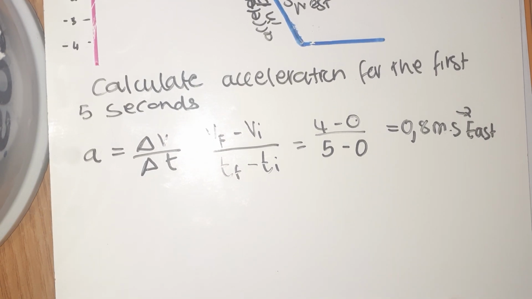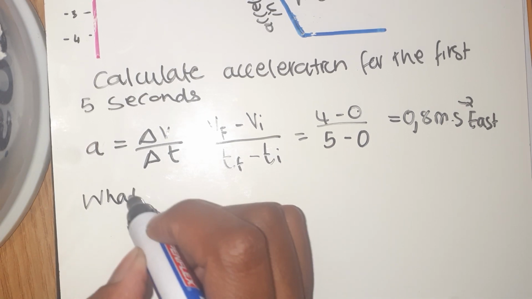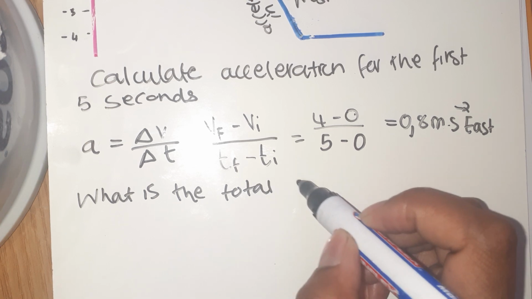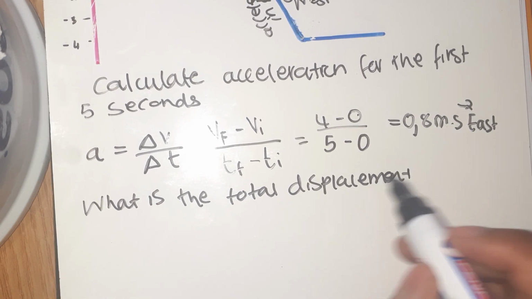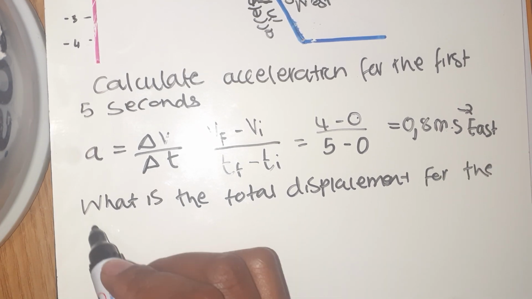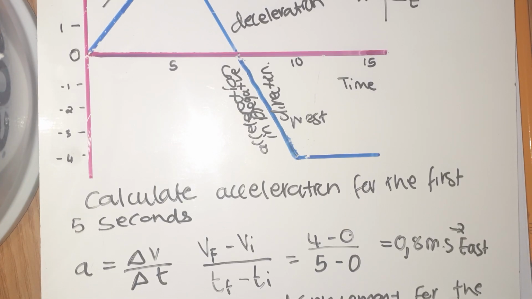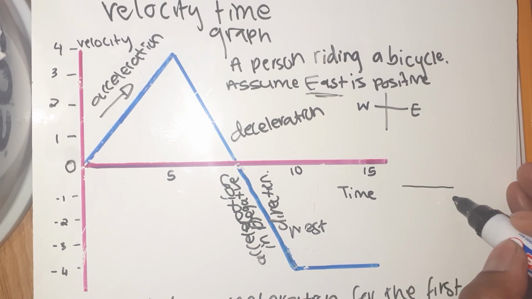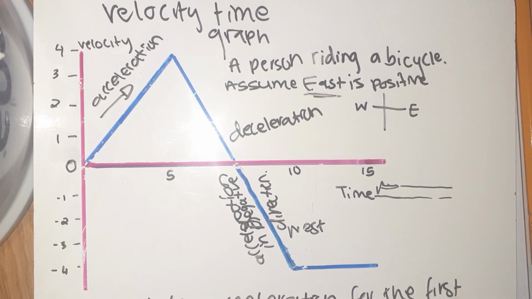And then another thing you can be asked to calculate, they will say, what is the total displacement for the 15 seconds? Displacement is from beginning to end, right? When a person walks in this direction and then comes back, this is the displacement. The difference is the displacement.